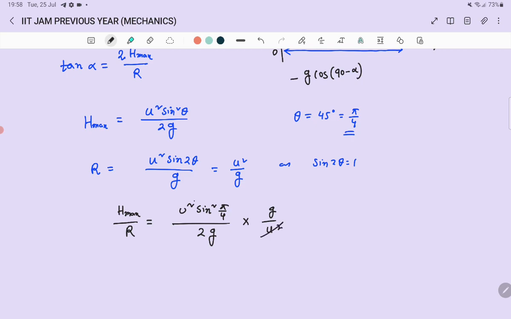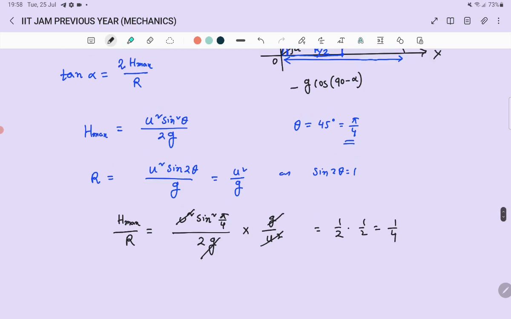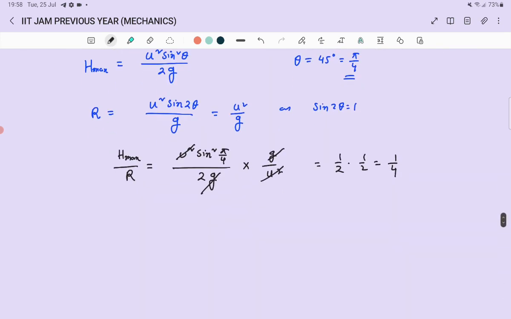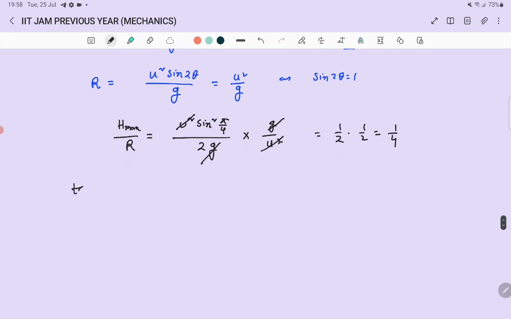So this u square will be cancelled out, this g will also be cancelled out, so it will be just half into, and this sin square pi by 4 is also half, so it will be 1 by 4. Now if you substitute here, it will be 2 into 1 by 4, so it will be just 1 by 2. So tan alpha is nothing but 1 by 2. Whenever you get tan alpha, you can easily find out cos alpha and sin alpha. So finally you can write that tan alpha is half.